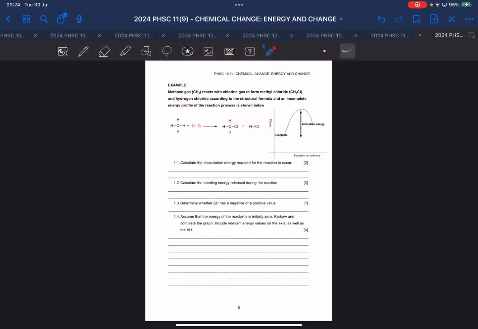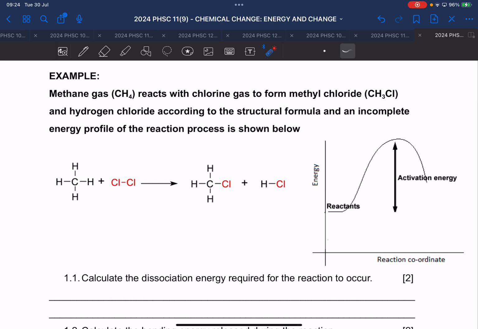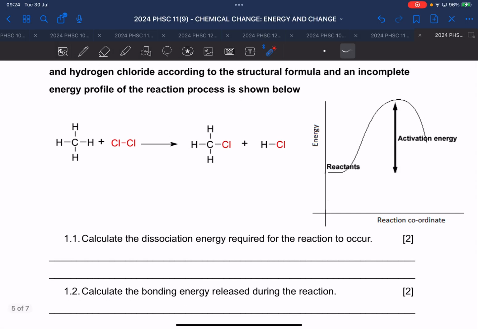All right, let's look at this example here. It says methane gas. So it's a reaction that we had on page 1. Methane gas reacts with chlorine gas to form methyl chloride and hydrogen chloride, according to the structural formula and incomplete energy profile. Okay, so there you can see, I told you we started the reaction, but it's not complete.